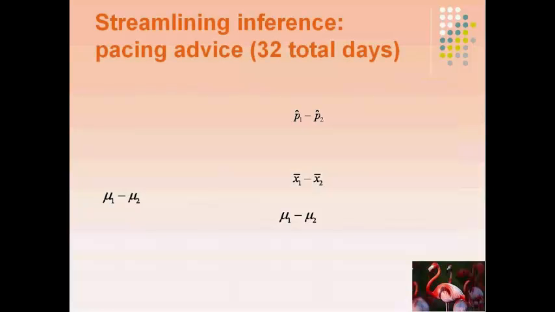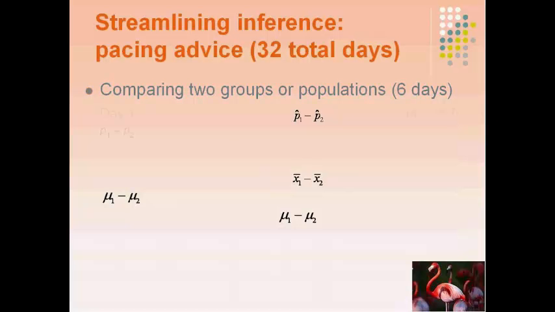Remember our goal is 32 days. So sorry, the symbols have already popped in. We're going to do comparing 2 groups or populations now, because it could be a randomized experiment or it could be random sampling, 2 independent random samples. So the first day is looking at differences in sample proportions and how the sampling distribution of that statistic is related to combining random variables from before.